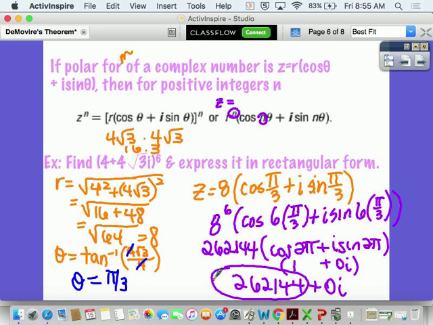That is what you would get if you sat there and did 4 plus 4 root 3 i times 4 plus 4 root 3 i, 6 times, if you did it correctly, and if you used the calculator and typed it correctly. That's a stupid amount of math to do.